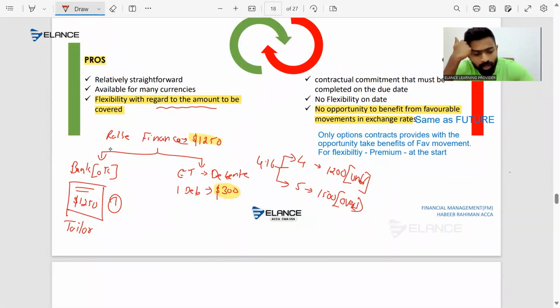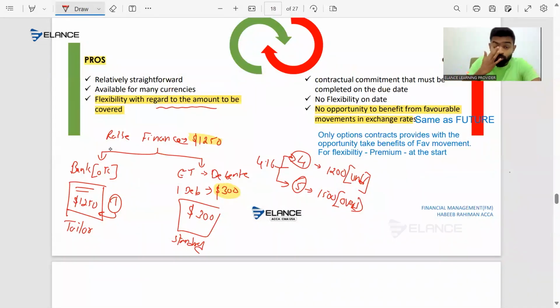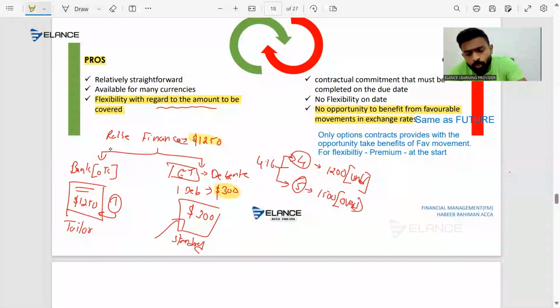So how many contracts will be required? Only one contract. Here the number has to be selected, because one contract's amount is already predetermined. These are standardized contracts. Please listen carefully. Exchange traded contracts are standardized size contracts. This will lead us to end up with either under hedging or over hedging.